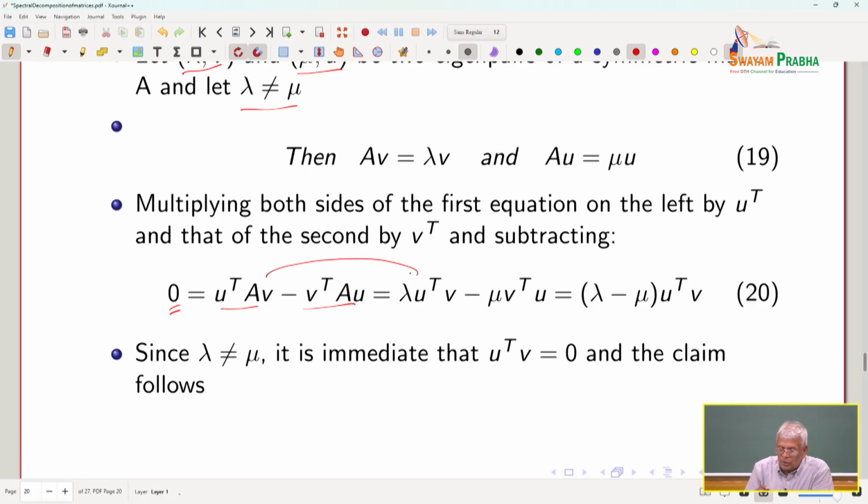So, I am going to take the eigen representation. This is lambda times u transpose u, minus mu times u transpose u. Therefore, lambda minus mu times u transpose u is 0, but I do know lambda is not equal to mu. So, this can be true only when the inner product u transpose u is 0. That means they must be orthogonal. Wow! We will use this, but we are also proving it.